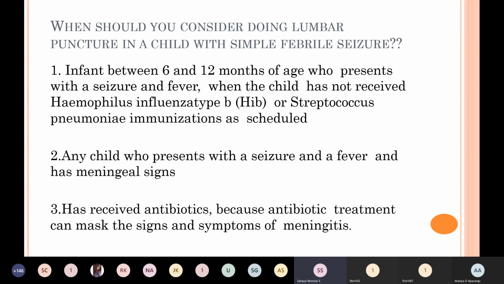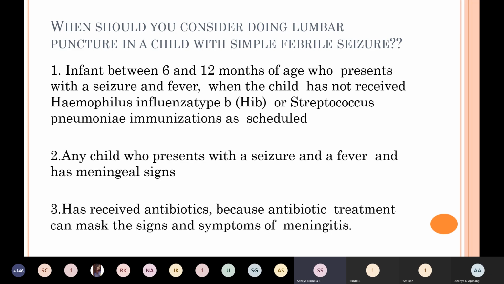So when should we do a lumbar puncture in a child with suspected simple febrile seizure? If the child is between 6 to 12 months of age, presents with seizure and fever, and has not received the Hib vaccine and pneumococcal vaccine, then better to do a lumbar puncture. So between 6 to 12 months, because this is the most common age for Hib causing meningitis as well as for invasive pneumococcal disease. So if the child has not been vaccinated and develops a seizure, better to do the LP.